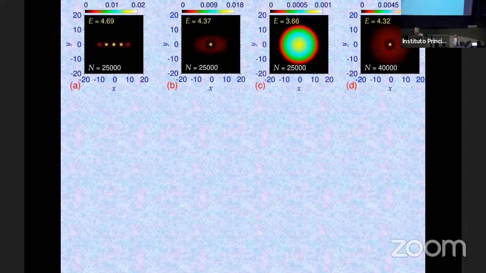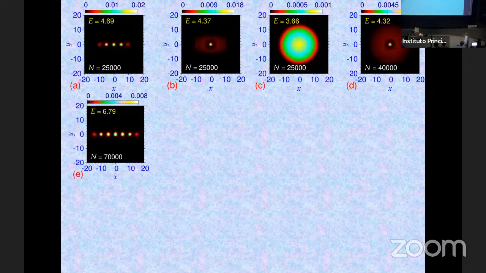Now we increase the number of atoms. This is 25,000 atoms, and this is 40,000. If you increase the number of atoms to 70,000, you have more droplets, because the stable situation will be forming more droplets, and they separate due to repulsion in that plane, because the dipole moment is always perpendicular to this plane.